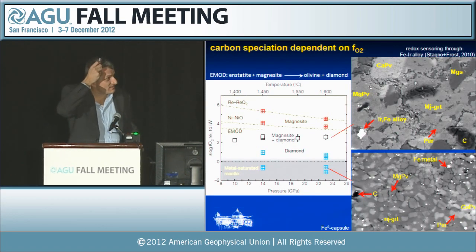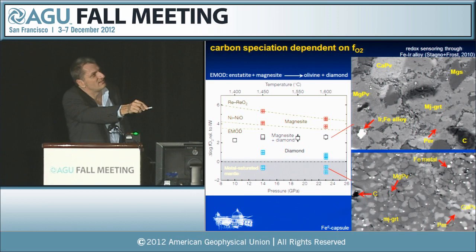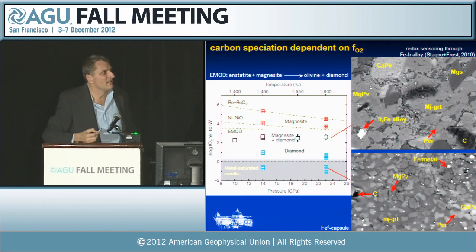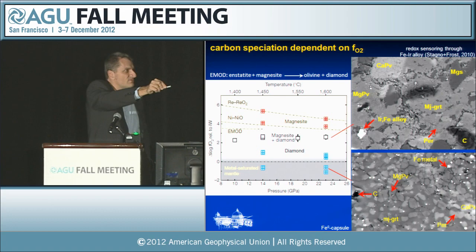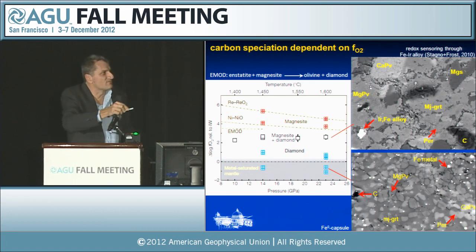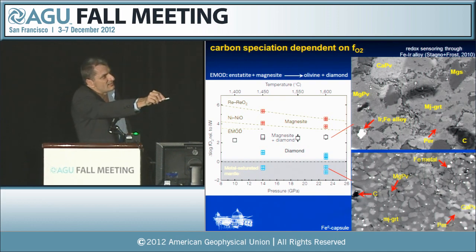Now, carbon speciation. We have done two types of experiments. In one type, we saturated the system in magnesite and in elemental carbon, and we used a metal iron-iridium alloy. That's a technique that was first used by Stagno and Frost in 2010. From the composition of this alloy, we can calculate oxygen fugacity. So this is exactly on the equilibrium.